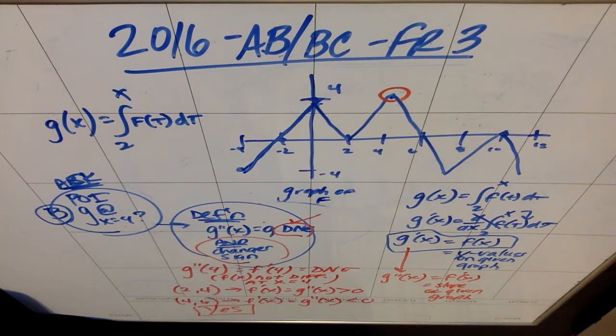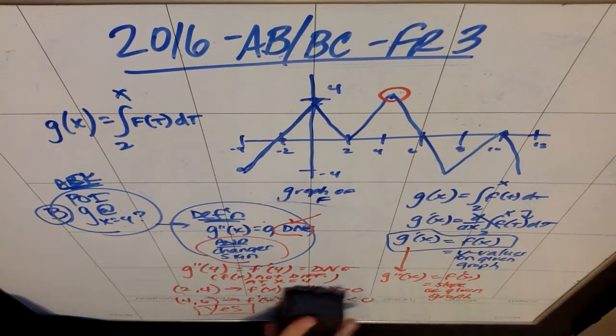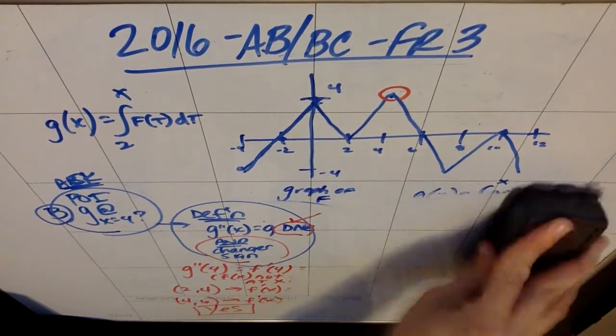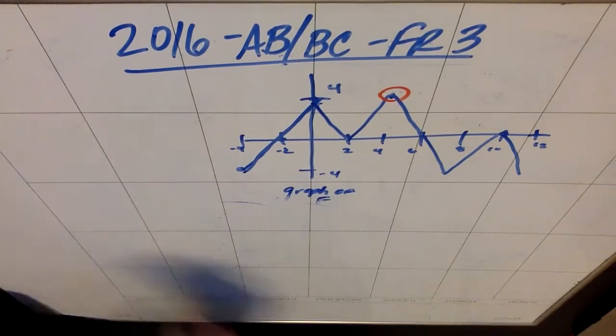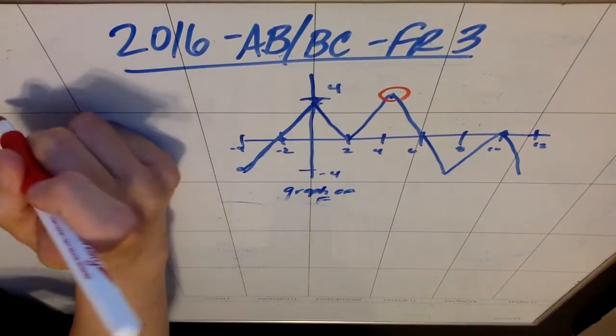Part C. Find the absolute minimum value of and the absolute maximum value of G on the interval from negative 4 to 12. Justify your answer. Okay, so let's go back to what it means to be those things. Remember, we might as well put the relationship here.